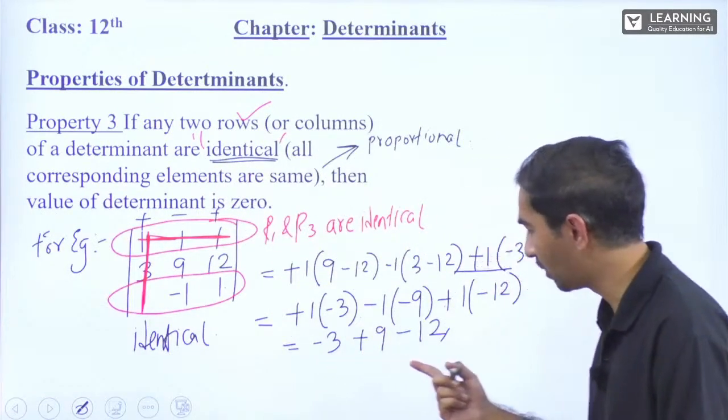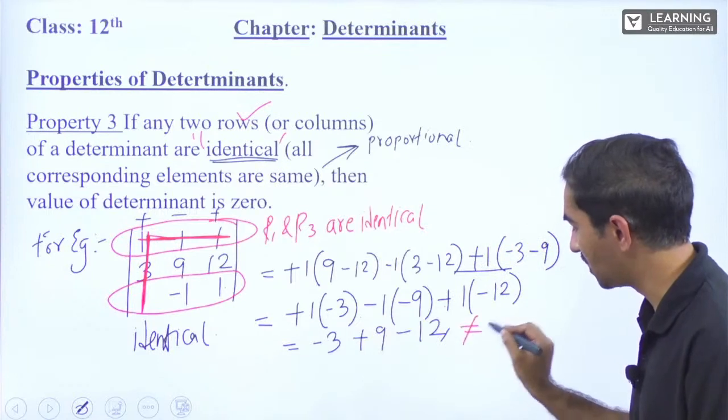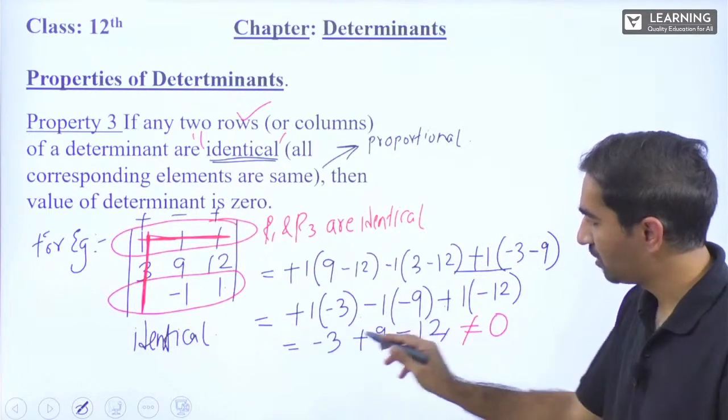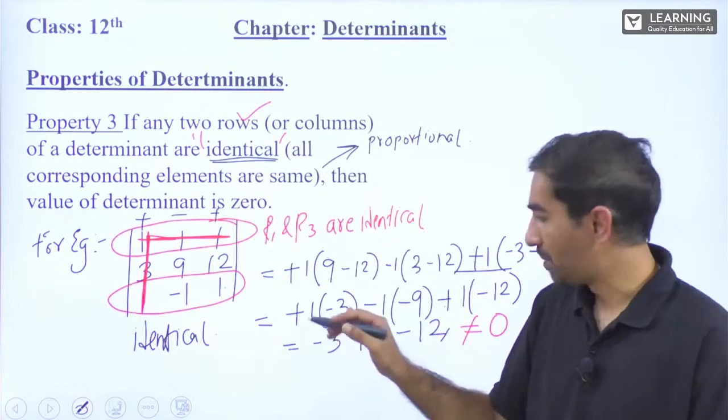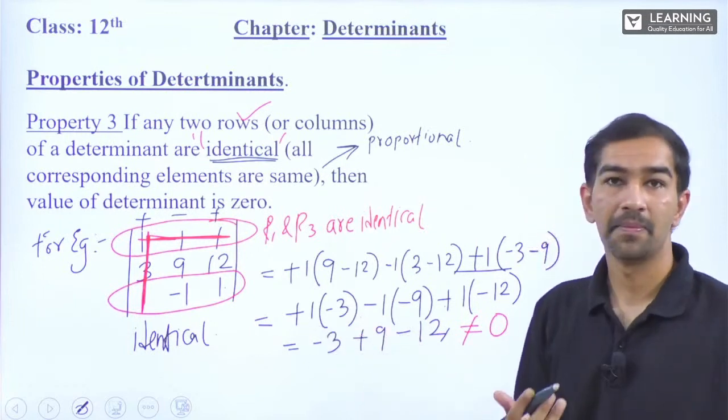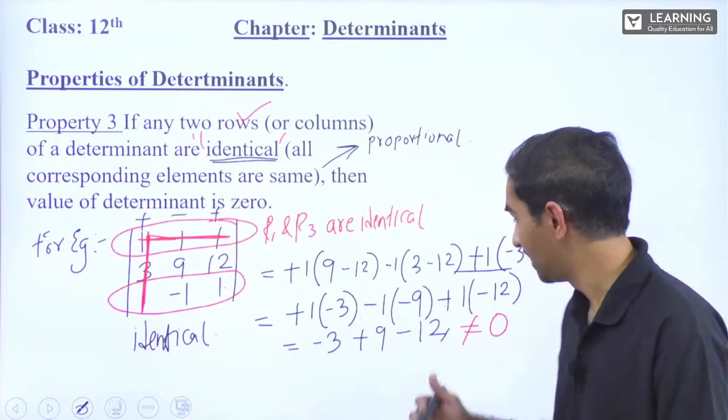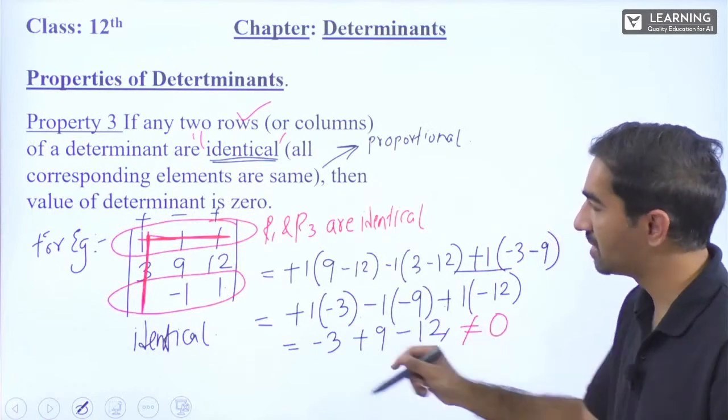So here, if you see, this is not equal to 0. Correct. So see, minus 12 minus 3 is minus 15. Minus 15 plus 9 is minus 6. Correct, which is not equal to 0. So the mistake is here, students.